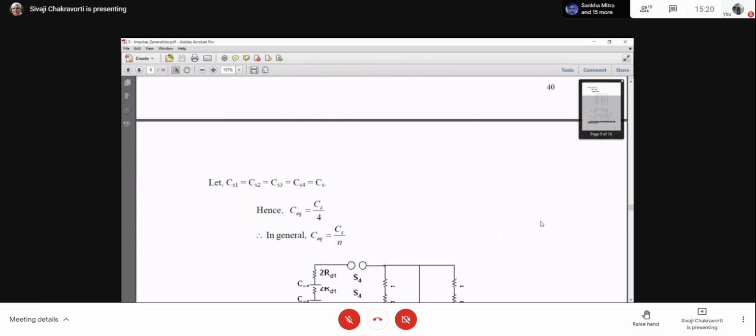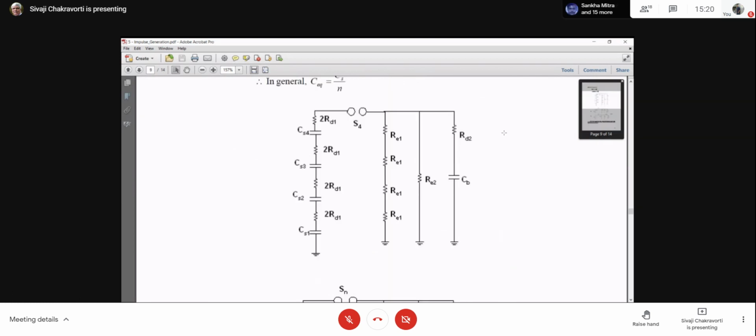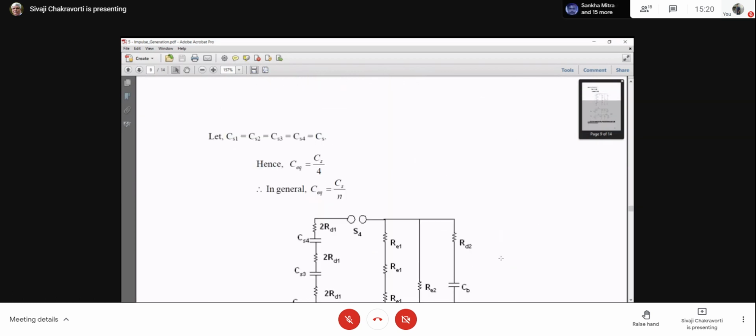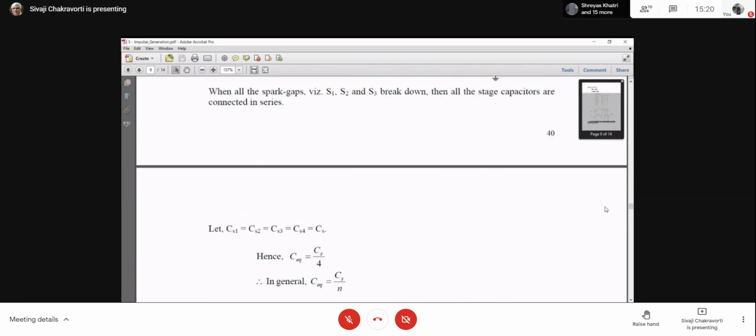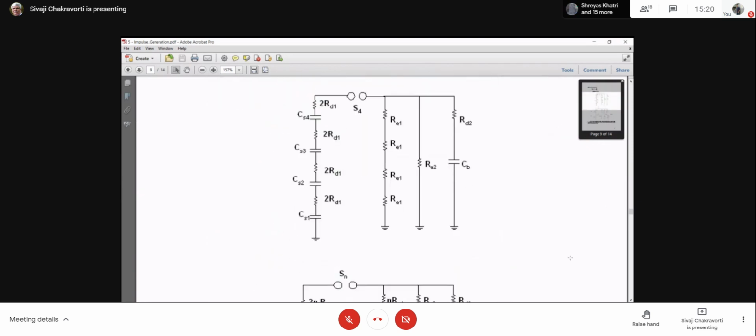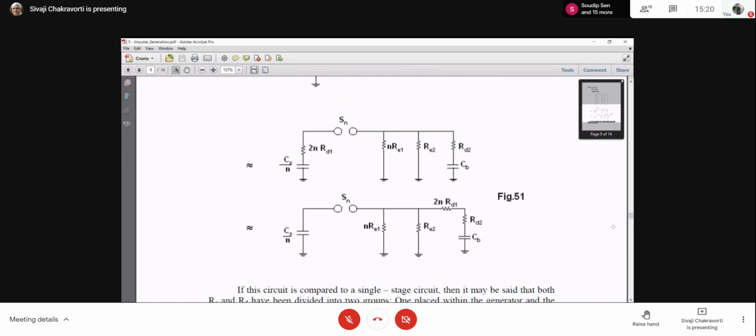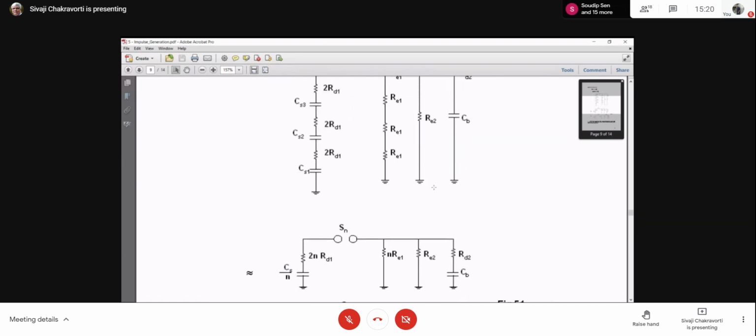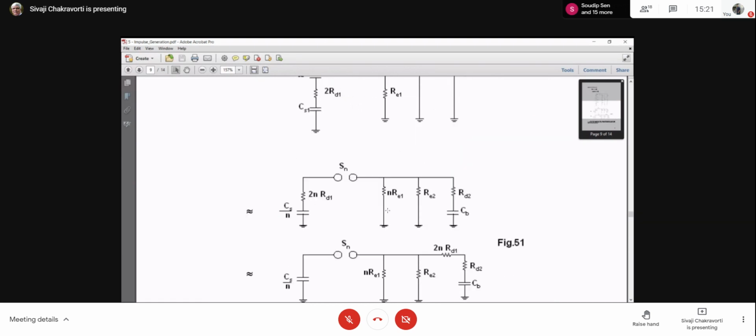This is the common point. So RE1 comes in parallel with RE2, and then you have RD2 and CB. And the output is taken across CB. That is, the impulse output is taken across CB. So this is the equivalent for CS in series.